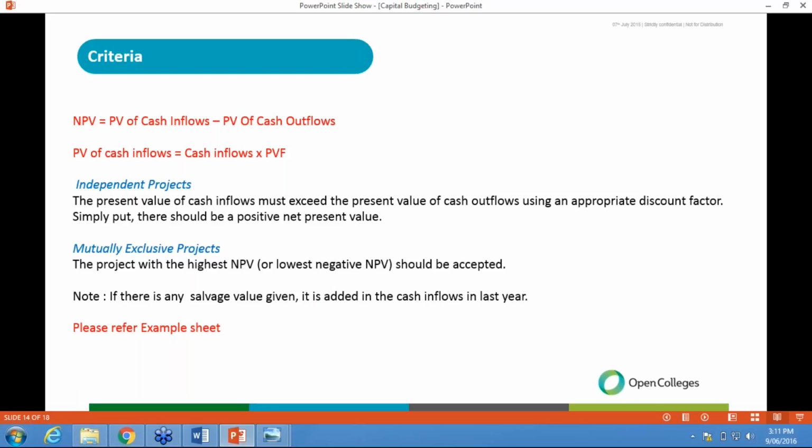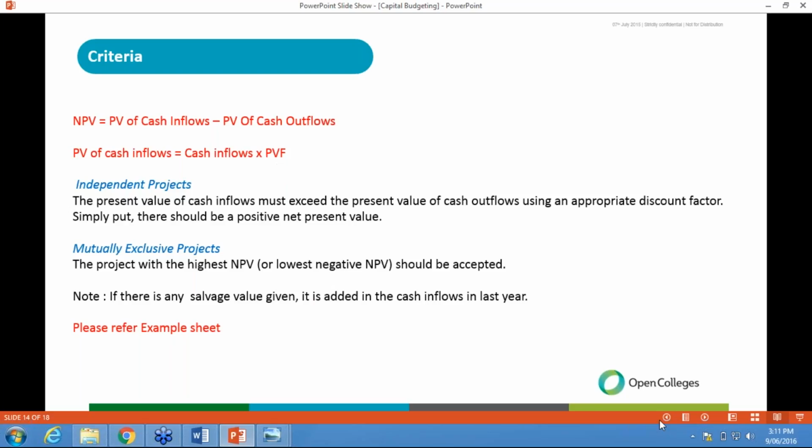So how we can calculate net present value method? Net present value is the present value of cash inflows minus present value of cash outflows. First of all, I will give you all cash inflows. You need to find their present value. And how we can find their present value? We need to multiply cash inflows with present value factor.